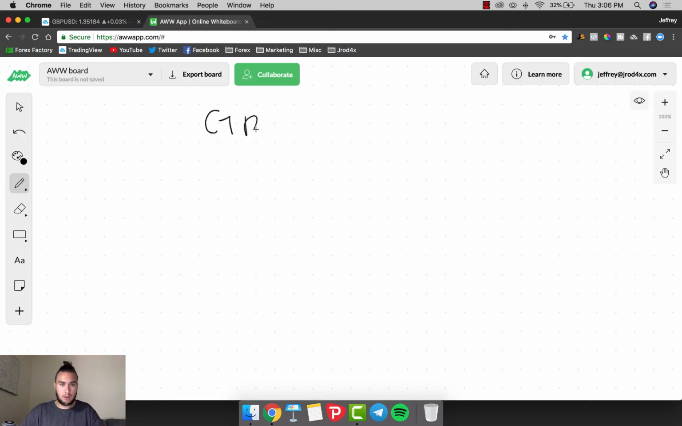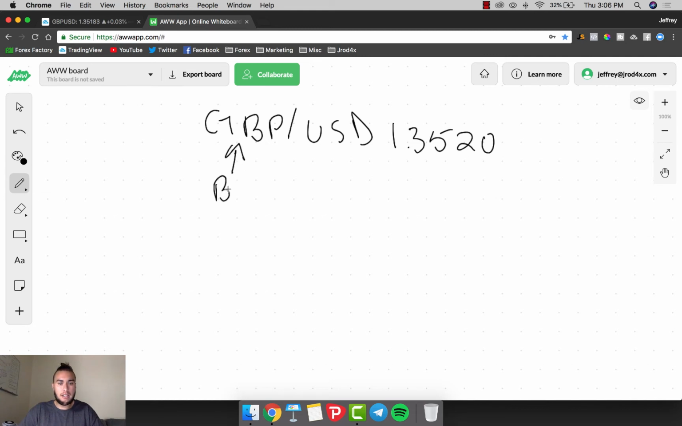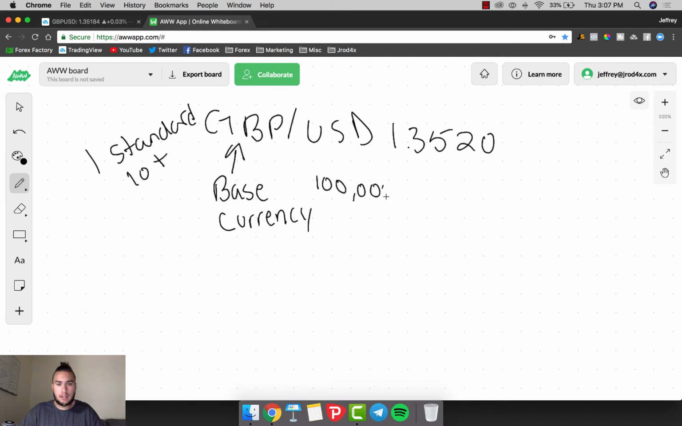So let's say we're looking at GBP USD and the current exchange rate is 1.3520. If we're trading this pair, then we know that GBP is the base currency. So let's say for this example we want to use one standard lot. We know that that represents 100,000 base units of currency, right?